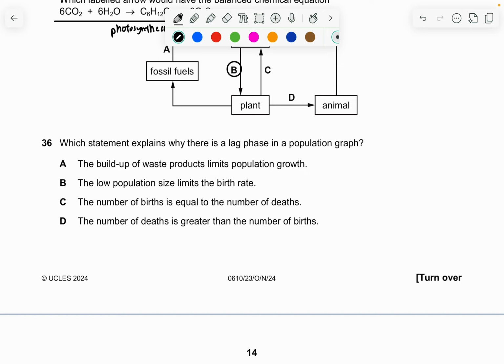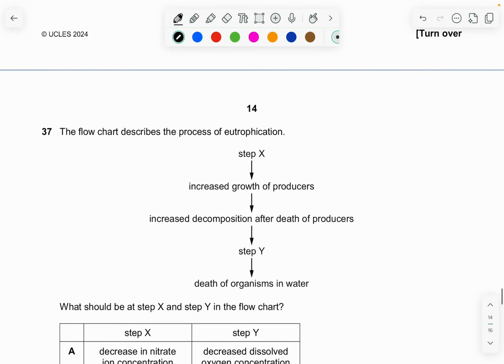Question 36. Which statement explains why there is a lag phase in a population graph? The buildup of waste product limits population growth. This is wrong. The low population size limits the birth rate. That could be correct. The number of births is equal to the number of deaths. This is the stationary phase. The number of deaths is greater than the number of births. So that means this is actually the ending already, the death phase already.